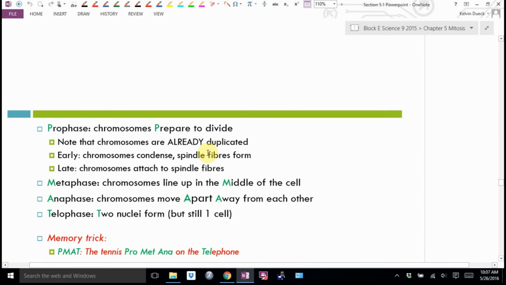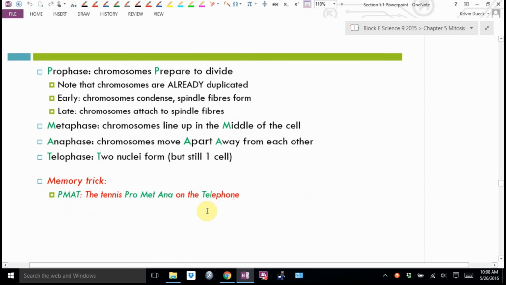So as a summary, we have this. Prophase, chromosomes prepare to divide. Note, chromosomes are already duplicated. In the early prophase, the chromosomes condense, the spindle fibers form. In the late prophase, chromosomes attach to spindle fibers. Metaphase, the chromosomes line up in the middle of the cell. Middle. Anaphase, chromosomes move away apart from each other. Telophase, 2 nuclei form, still 1 cell. And there's the memory trick.